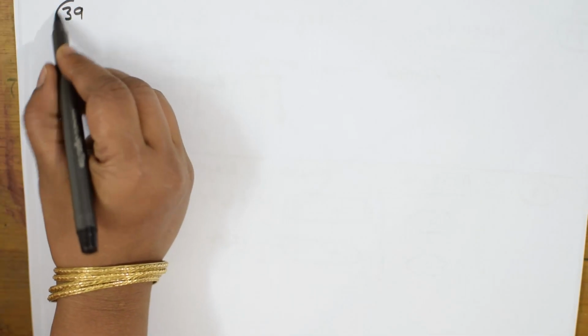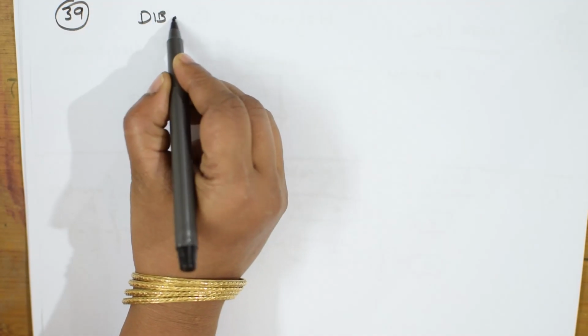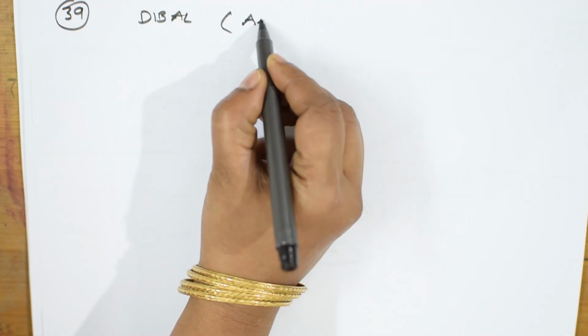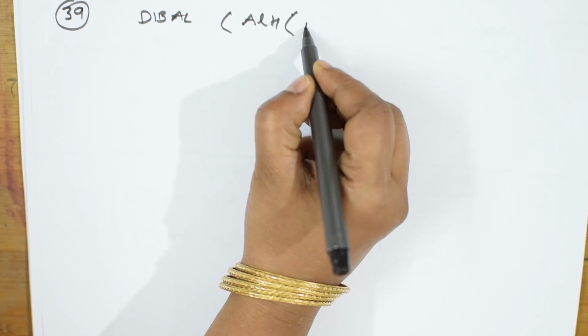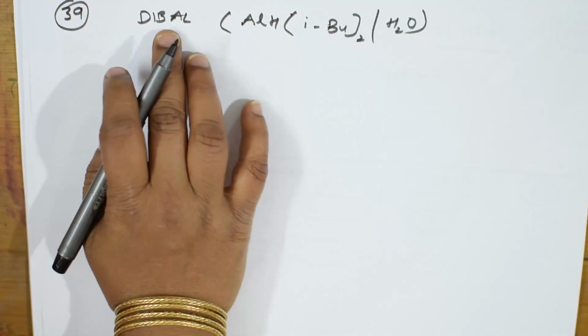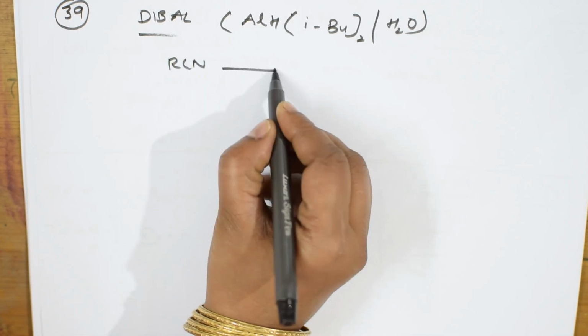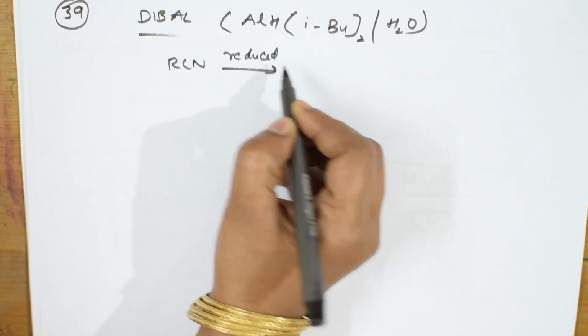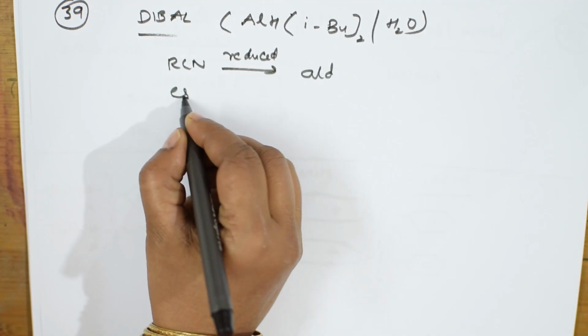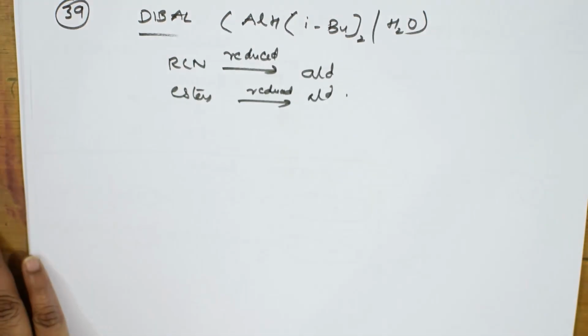We are almost coming closer. In the aldehydes chapter, we are coming to the 39th reagent. Suppose you have seen DIBAL. What is DIBAL? DIBAL is diisobutyl aluminium hydride, isn't it? What does DIBAL do? In the paper they'll give you DIBAL directly. DIBAL acts as a reducing agent. Cyanides are reduced to aldehydes. Esters are also reduced to aldehydes. Remember this. That is the work of DIBAL.